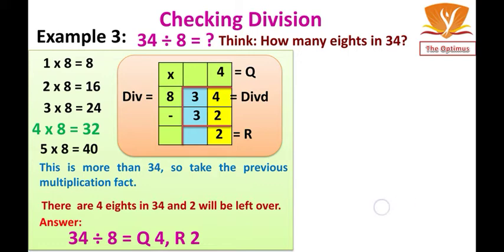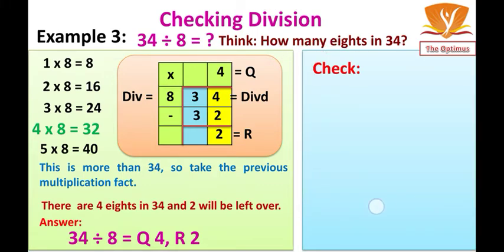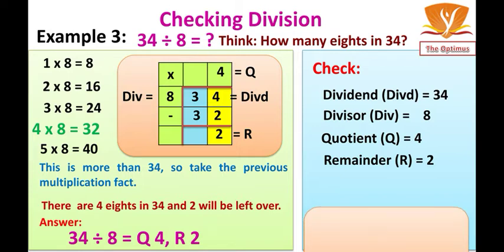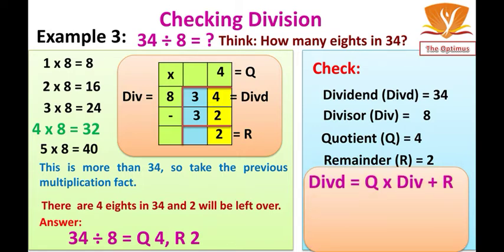Next part, yes, next part is checking. We know dividend is 34, divisor is 8, quotient is 4, remainder is 2. Yes, checking formula, dividend equal to quotient into divisor plus remainder. I am going to apply in this formula. 4 into 8 plus 2. 4 8s are 32 plus 2 equal to 34.